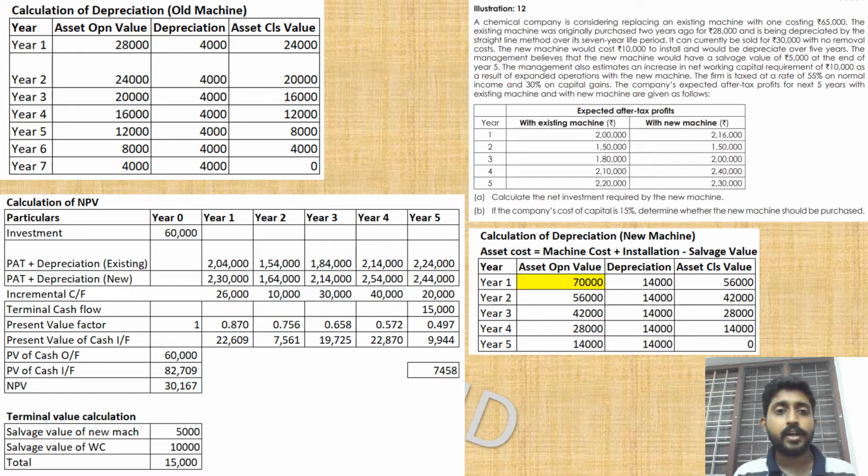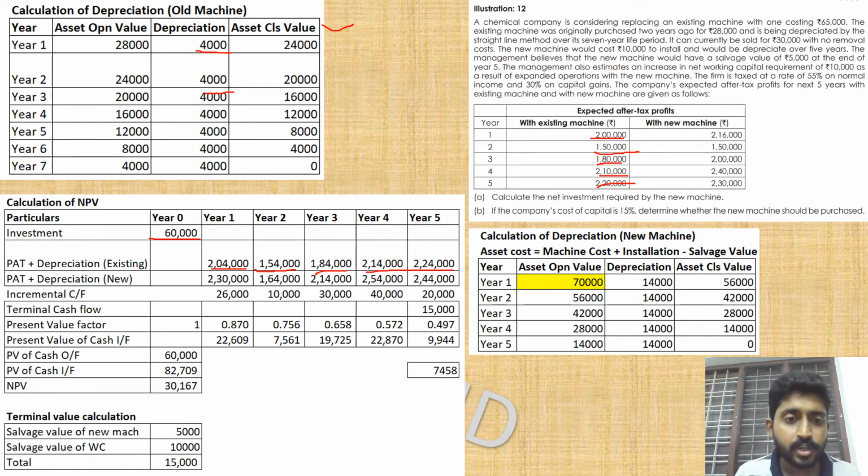Now we will go for that. Depreciation, yes, we have already calculated, we have seen this, and now we are going to calculate the NPV. So the investment required in the year 0 is 60,000. Now the profit after tax is 2 lakh, and depreciation is 4,000, so 2 lakh 4,000 will be the cash flow from the existing machine. For the second year also the depreciation is 4,000, cash flow is 1 lakh 50, so 1 lakh 50 plus 4,000, 1 lakh 54,000. Same way 1 lakh 80,000 plus 4,000, 1 lakh 84,000, 2 lakh 10,000 and 2 lakh 20,000 become 2 lakh 14,000 and 2 lakh 24,000.